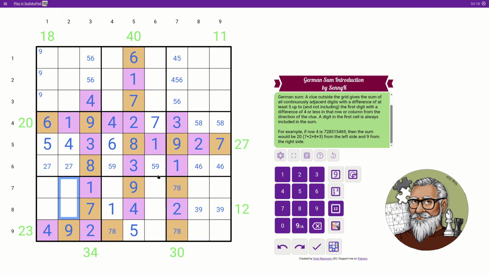I need a 6 here and a 5. And these would be a 3 and an 8. 6 and a 5 and a 3 and an 8. This ends here. Yeah. So how do I continue? I still don't know what these are, right?